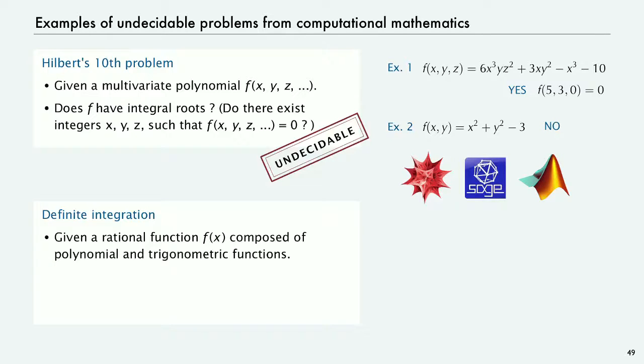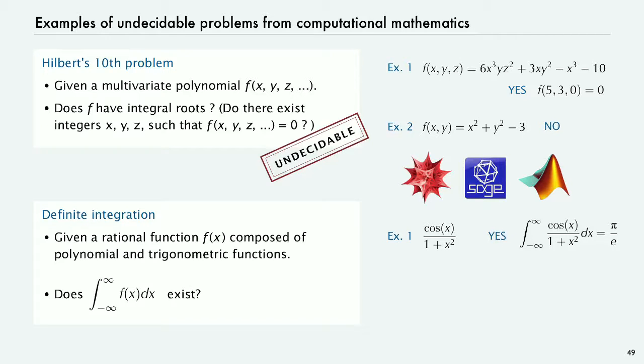Definite integration, that's something that you'd like to have in our mathematical symbolic manipulation systems. So if you have a rational function that's composed of polynomials and trigonometric functions, you want to know, does the definite integral from minus infinity to infinity of that function exist? So like cosine x over 1 plus x squared, yeah, that's pi over e. But cosine x over 1 minus x squared, no.